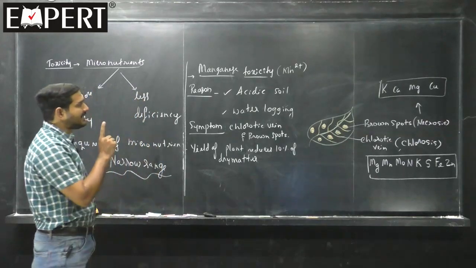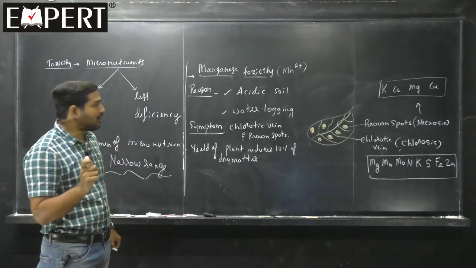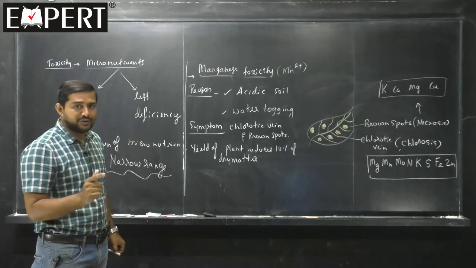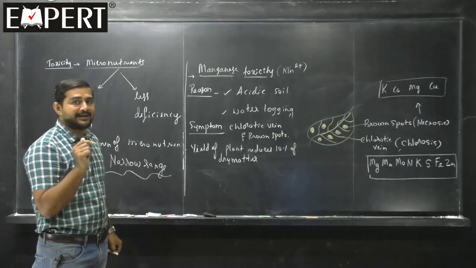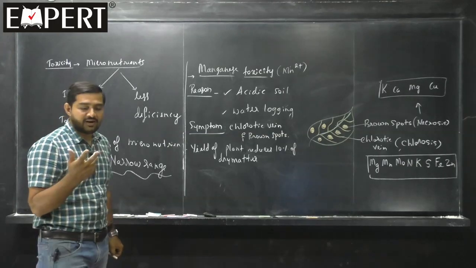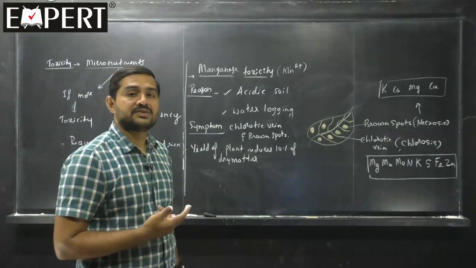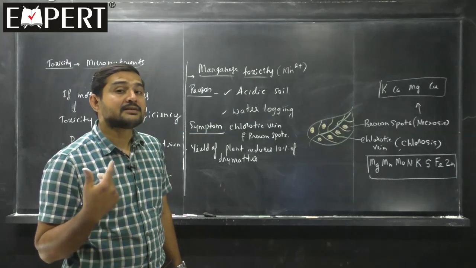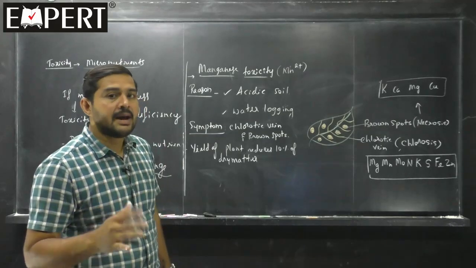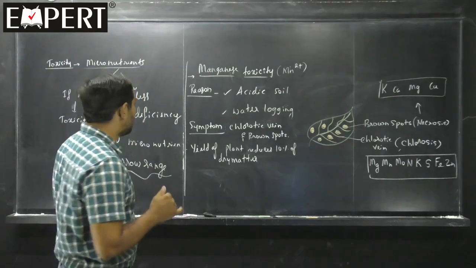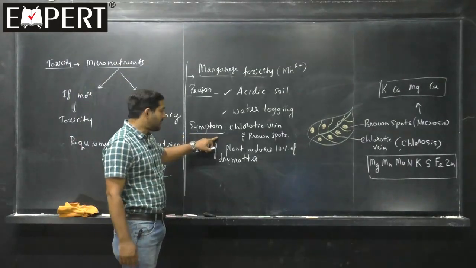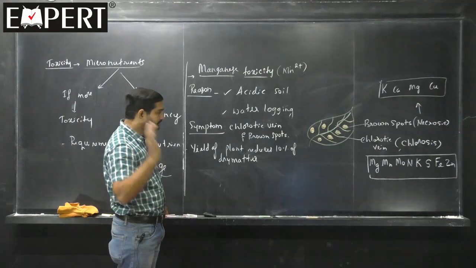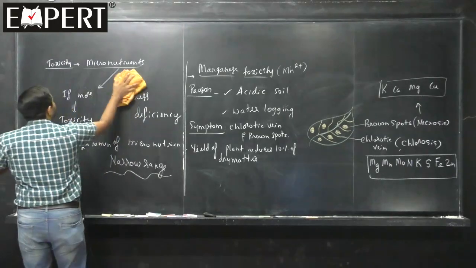I will tell you once again: manganese toxicity occurs because of acidic soil or waterlogging, where manganese absorption becomes more than required, because manganese is a micronutrient and is required in less quantity. If you remember, manganese is required for respiration and photosynthesis, and we told it is important in the photolysis of water also, but the quantity required is small. Chlorotic vein and brown spot are symptoms of it, and yield of the plant will reduce by 10% of dry matter. Now, I will move on, students.